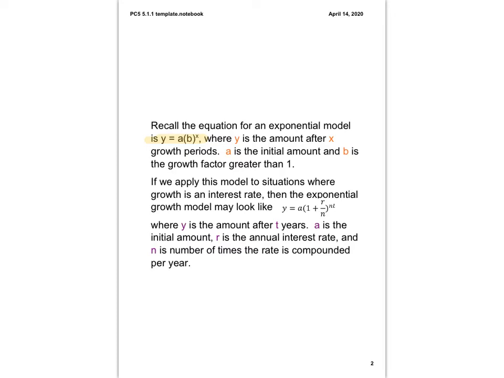If we apply this model to situations where growth is an interest rate, then the exponential growth model may look like y equals a times (1 plus r over n), all raised to the n times t, where y is the amount after t years, so t is our number of years, a is the initial amount, just like a in the first equation, r is the interest rate, and n is the number of times the rate is compounded per year. Now we're going to use this equation in our first problem.